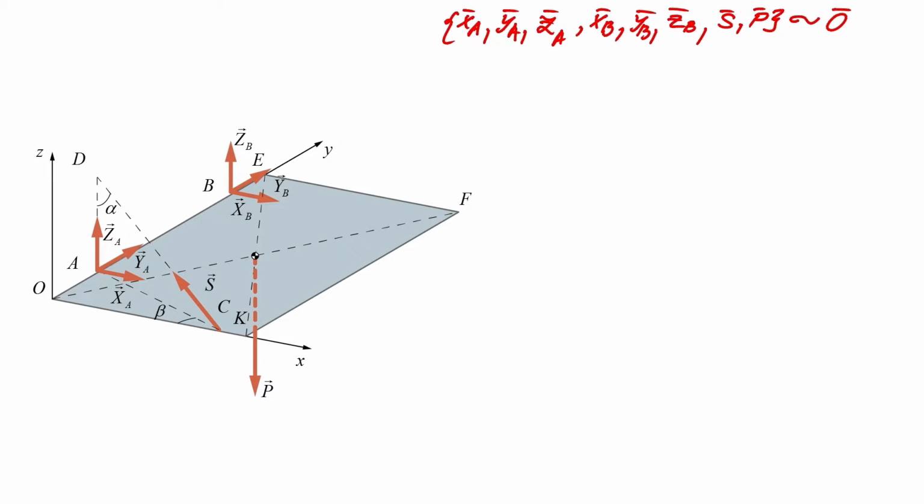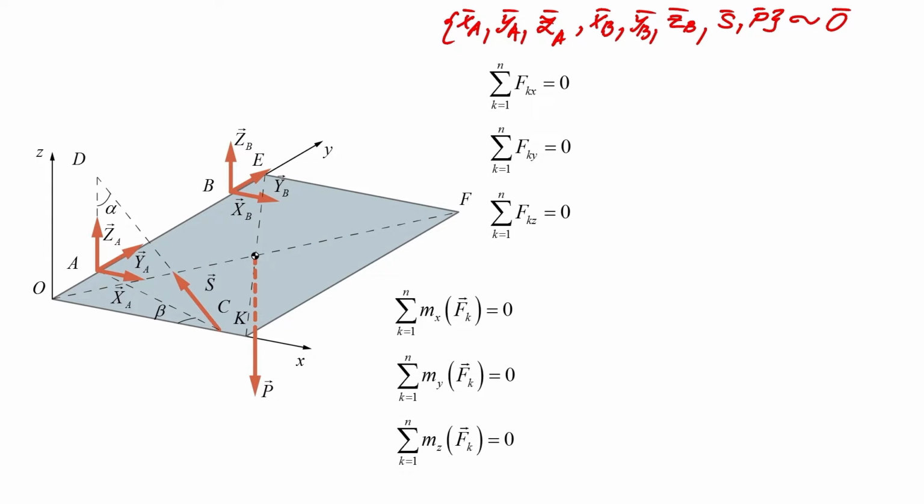For equilibrium of a body under an arbitrary three-dimensional system of forces, we have to write down 6 equations. 3 equations for the projections on the axes x, y, and z of all forces acting on the body, and 3 moment equations.